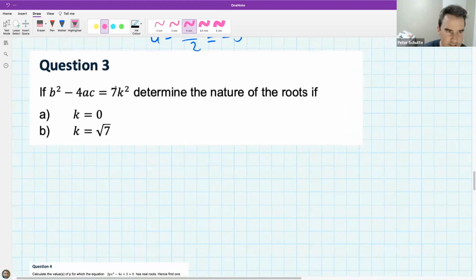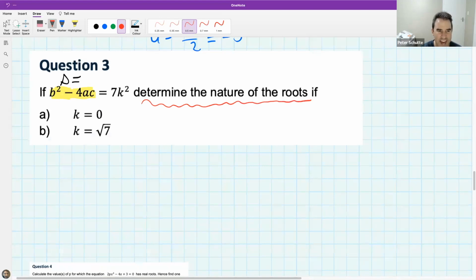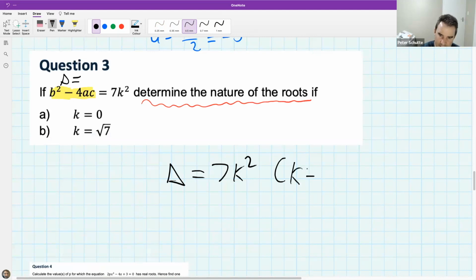So it says, if b squared minus 4ac, which we know is delta, so if delta equals 7k squared, determine the nature of the roots if k is 0. So the question is telling us that delta is 7k squared, but that k is 0. I want to know what are the nature of the roots for this equation in this scenario.